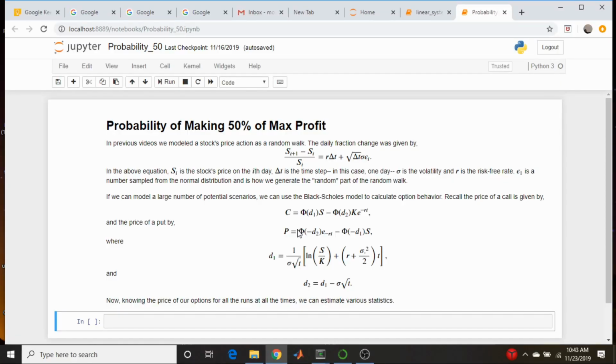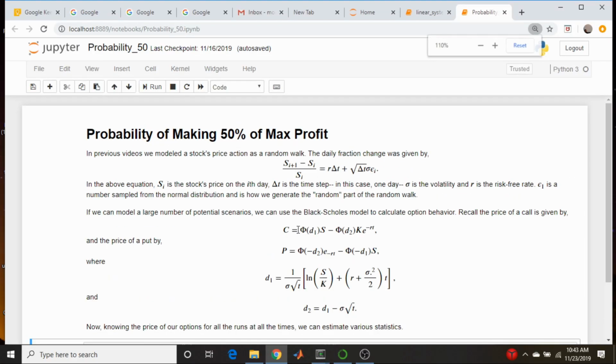Okay, so let's move on over to a Jupyter notebook, and we'll just enlarge this a tad. We have all the pieces already in previous videos to put this together. We have a Monte Carlo simulation of a stock price, which we're going to use here. We're going to use this equation. And from these stock prices, we could get the prices of calls or puts or whatever options we're interested in via a simple Black-Scholes model. And once you have that, it's just doing statistics on the end results.